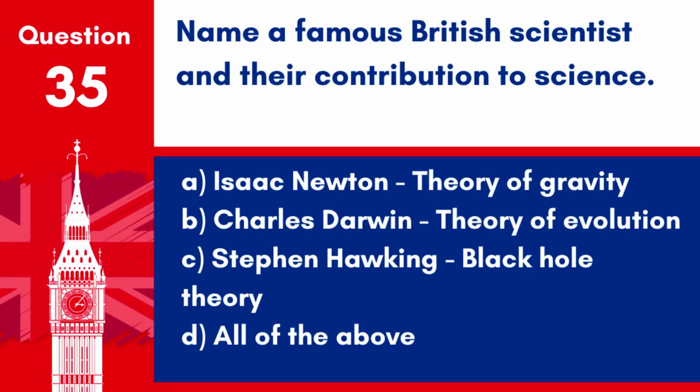Question 35. Name a famous British scientist and their contribution to science. A. Isaac Newton. Theory of gravity. B. Charles Darwin. Theory of evolution. C. Stephen Hawking. Black hole theory. D. All of the above. Answer: D. All of the above. All listed scientists are famous British figures who made significant contributions to science. Isaac Newton for gravity, Charles Darwin for evolution, and Stephen Hawking for black hole theory.